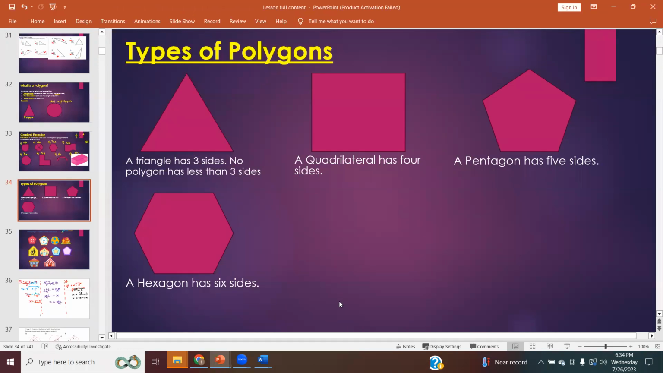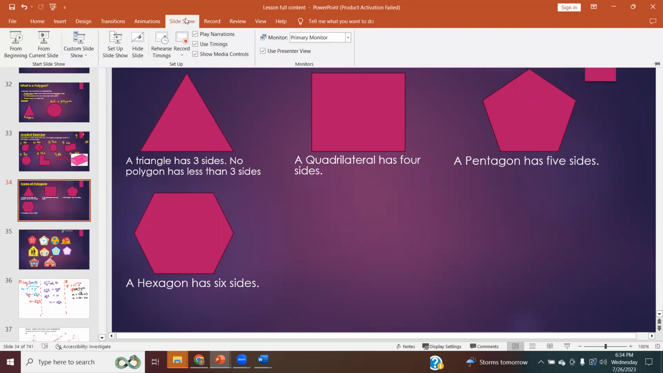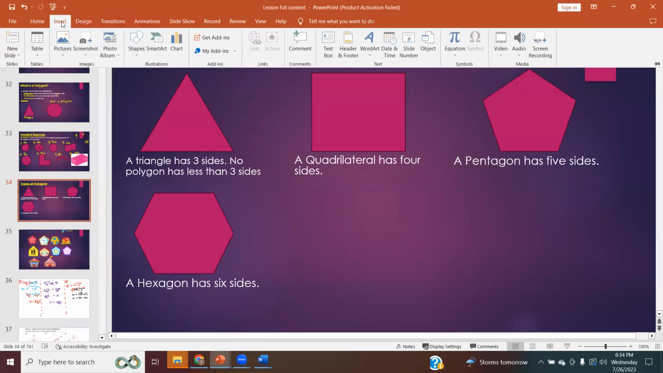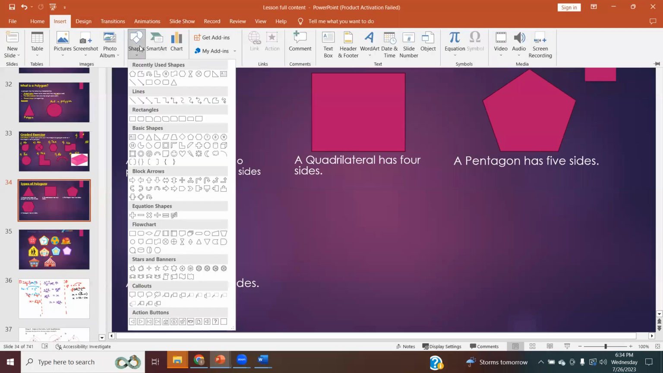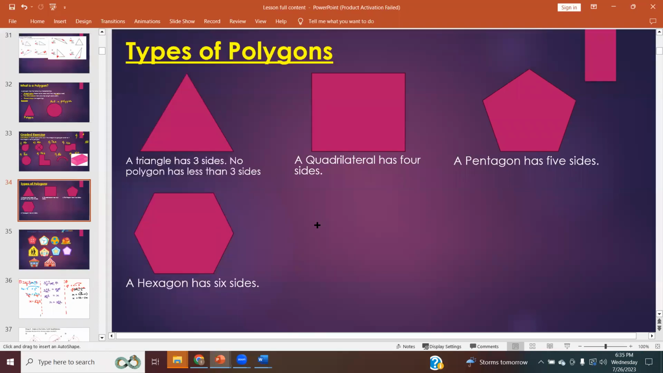All right, moving right along. After hexagon, what other shape do we have? We have triangle, quadrilateral, pentagon, hexagon. Jemaya? Heptagon. That's correct. How many sides does a heptagon have? 7 sides.